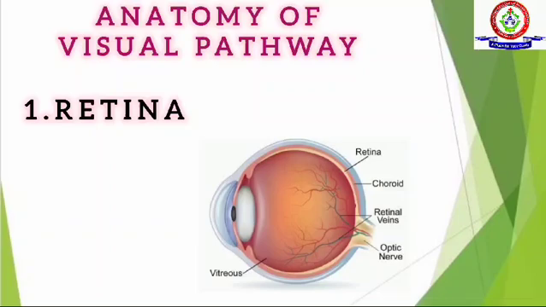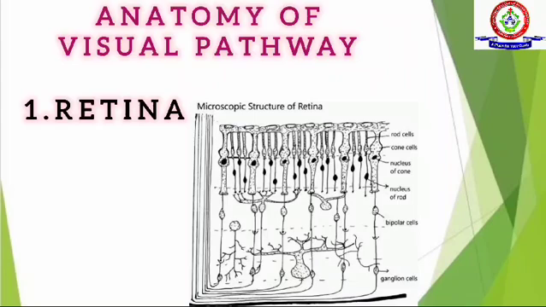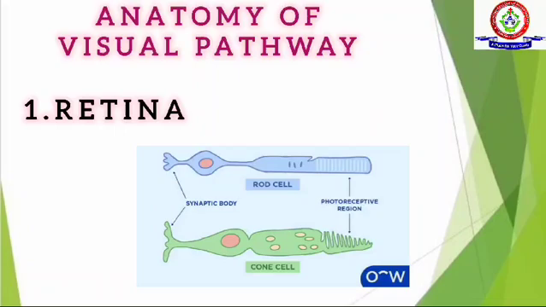First, the retina. The retina is a thin layer of tissue located at the back of the eye, which is responsible for converting light into neural signals. The structure of the retina consists of several layers such as photoreceptor cells, that is rods and cones, bipolar cells, ganglion cells and others. The photoreceptors have rods and cones.